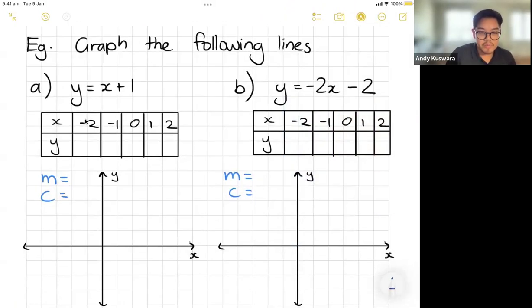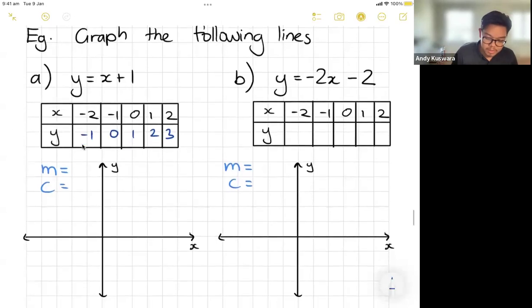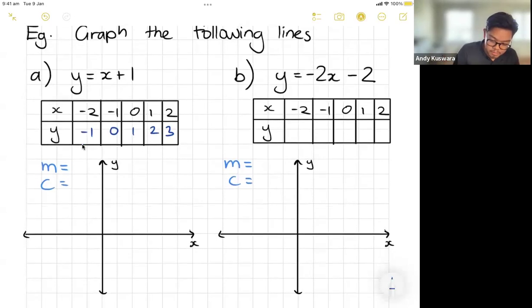I've picked some random values for x, because it's the variable that I change. And then for your y's, it's going to be whatever x is plus 1. So this will be -1, 0, 1, 2, 3. And then I can just plot the points.